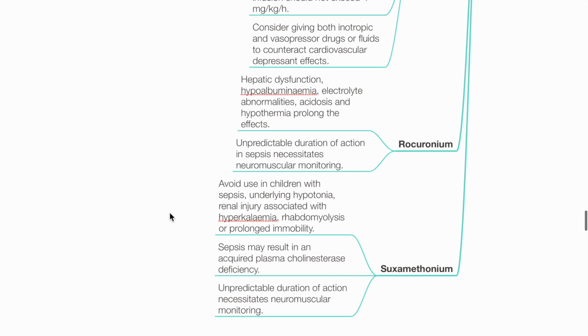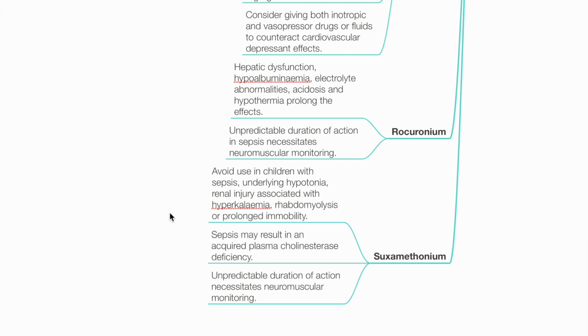Regarding rocuronium, hepatic dysfunction, hypoalbuminemia, electrolyte abnormalities, acidosis and hypothermia prolong the effects of rocuronium. There is unpredictable duration of action in sepsis. There is a necessity for neuromuscular monitoring and ensuring adequate reversal, for example with sugammadex when appropriate. For suxamethonium, avoid use in children with sepsis, underlying hypotonia, renal injury with associated hyperkalemia, rhabdomyolysis, or prolonged immobility. Sepsis may result in acquired plasma cholinesterase deficiency. Unpredictable duration of action necessitates neuromuscular monitoring.